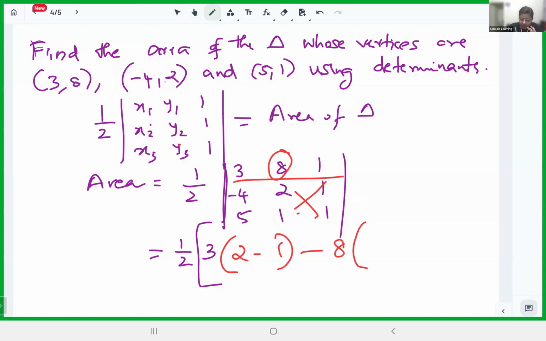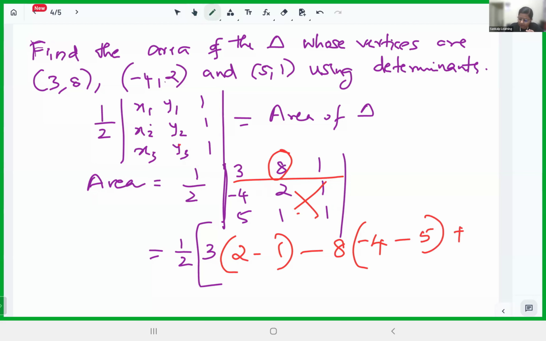Then what is the value? 8. You have to remove the column and the row containing 8. So what is remaining? Minus 4, 1, 5, 1, right? So what is the value? Minus 4 into 1 is minus 4. Minus 5 into 1 is minus 5.